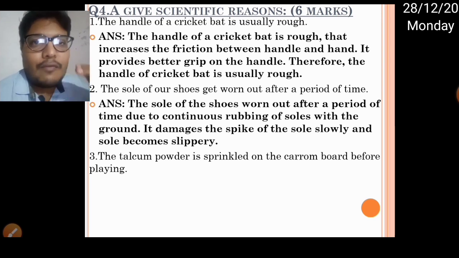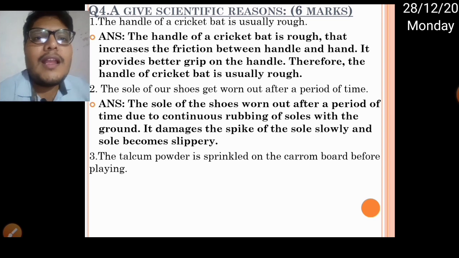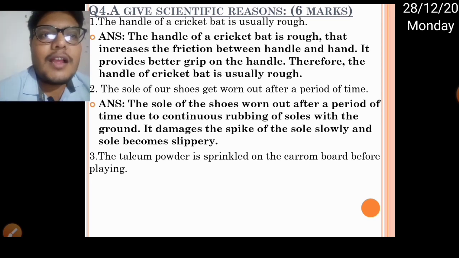Why? When you are walking, the sole is continuously rubbed on the road or on the ground, and that is why it gets damaged. When it is continuously rubbed, it slowly damages the spikes of the sole and the sole becomes slippery, right? So that is why you purchase new shoes after some months or after a year, because it wears out. Okay, see the next one.